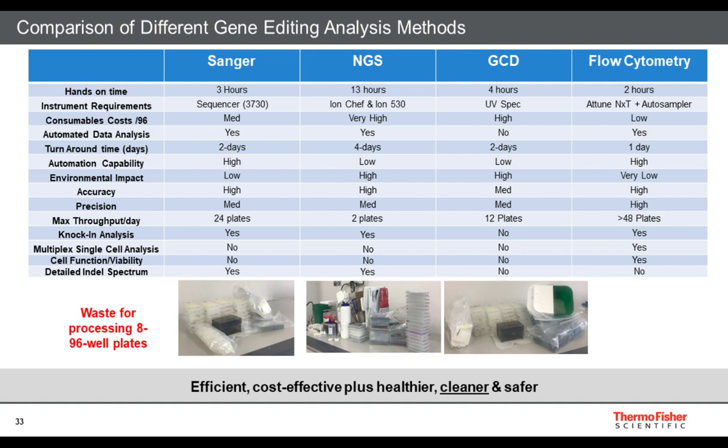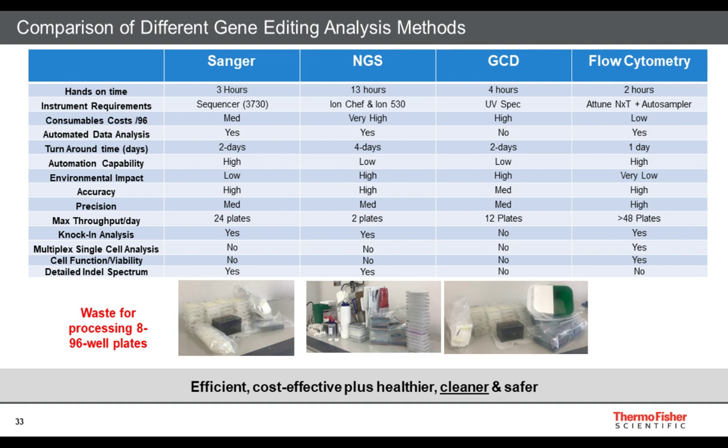functional knockout data. All of these methods require an instrument, right? There are different instruments as far as the level of maintenance that is required, as well as the availability in a standard lab. So, not everybody has a 3730 or an Ion Chef. Probably most labs will have UV and be able to image a gel. So that's one thing that's handy about the GCD kit.